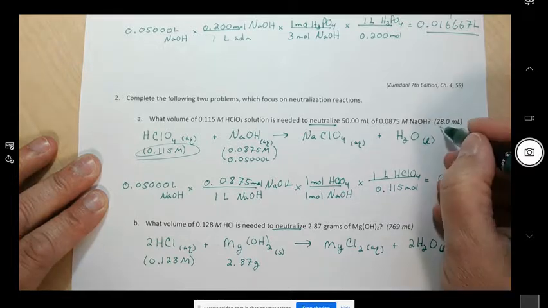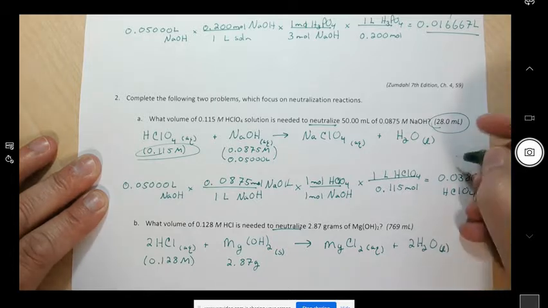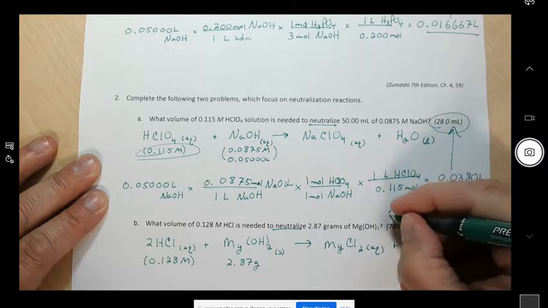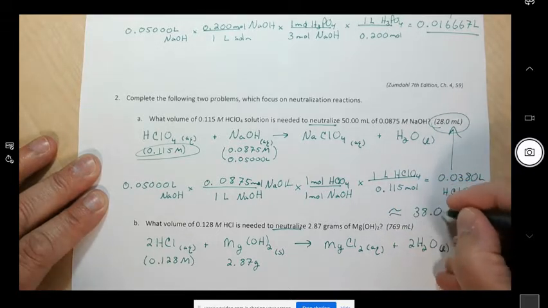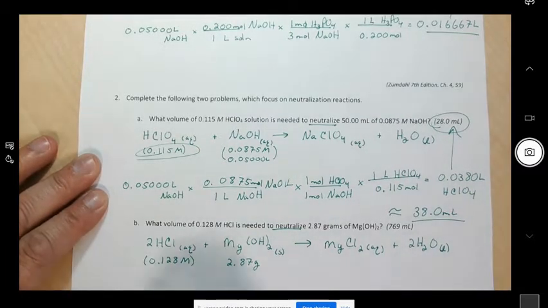And I put 28 here. So recalculate that. See if you get 28 or 38. That actually might be a typo. I'll have to check that later. But I think my calculation is right, so I think it's supposed to be 38.0 milliliters. And I'll go back and fix that later. All right, so let's take a look at the next one.